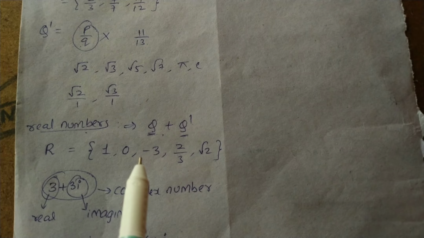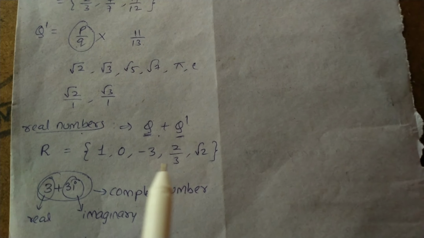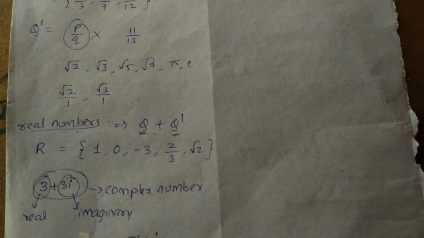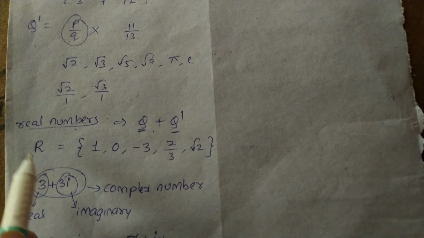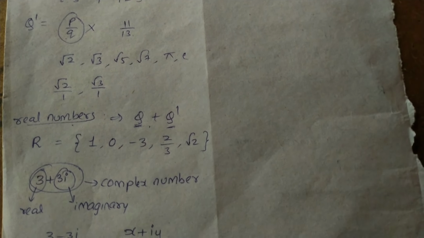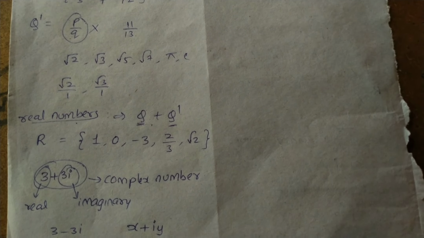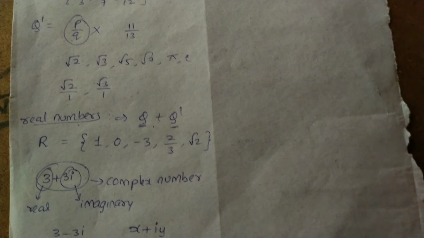So what is the definition of real numbers? Only the combination of rational numbers and irrational numbers is called real numbers. And how do we denote it? We denote it by capital R. This is the small introduction of real numbers. We will move on to other concepts in the next video.